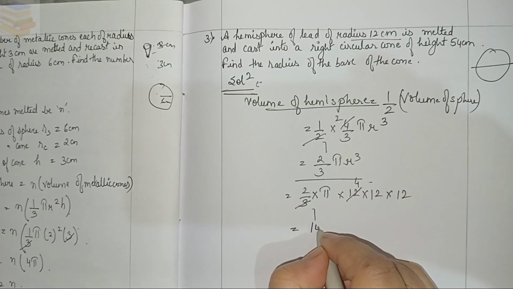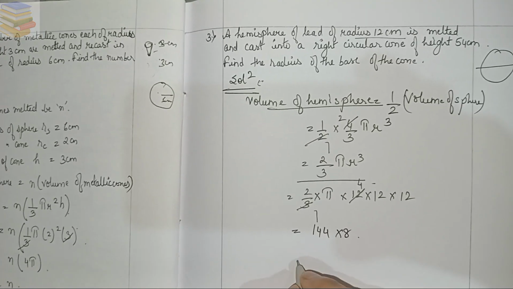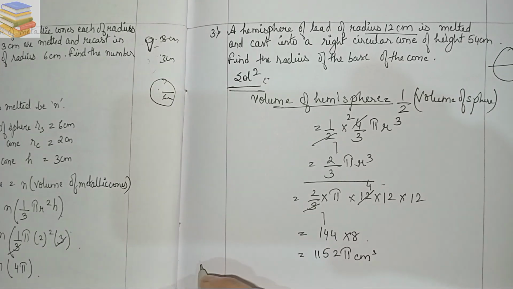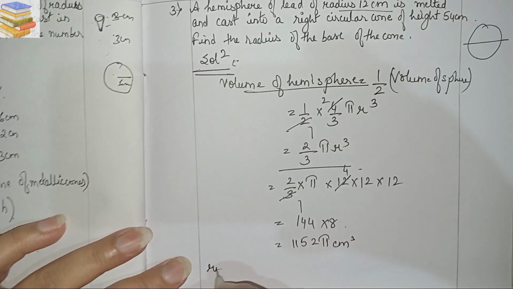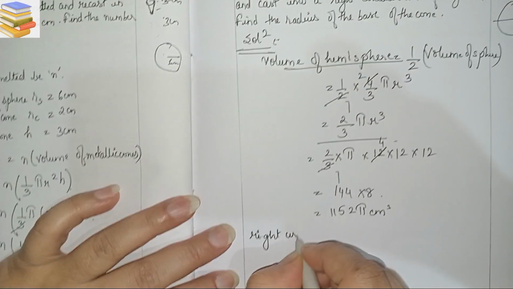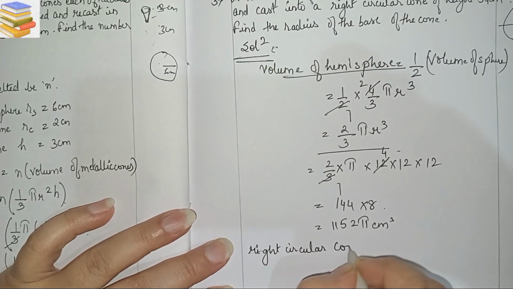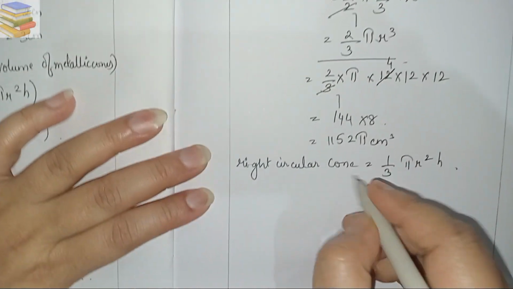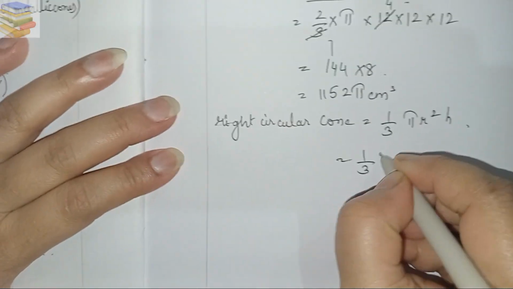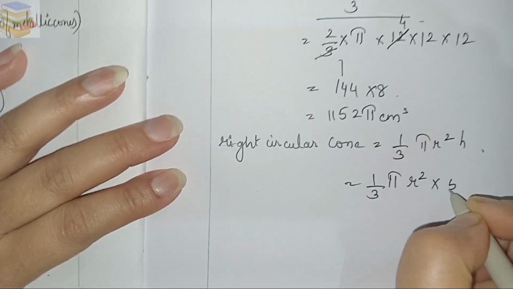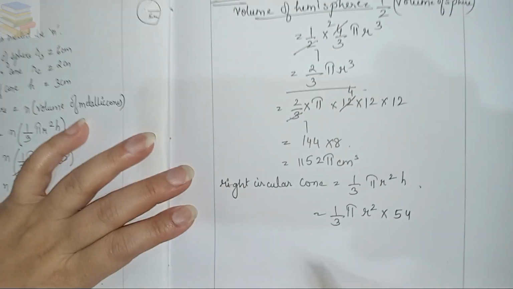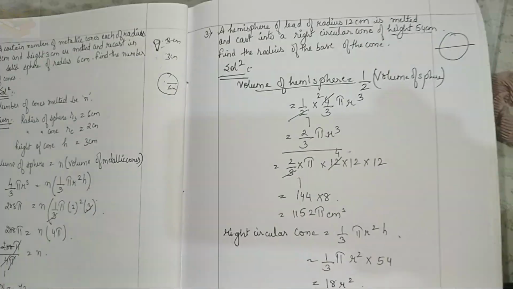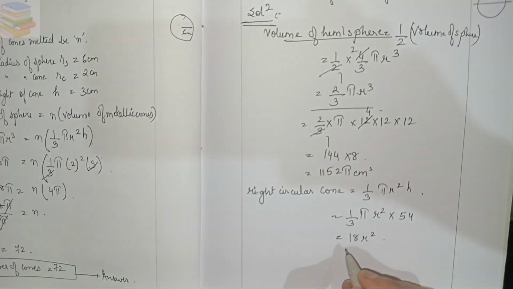On calculating, you get 144 into 8 is equal to 1152 pi centimeter cube. So coming on to the right circular cone, the formula is 1/3 pi r square h, which is equal to 1/3 pi r square into 54. It is given in the question. It gives you 18 r square. Simply, we will compare.